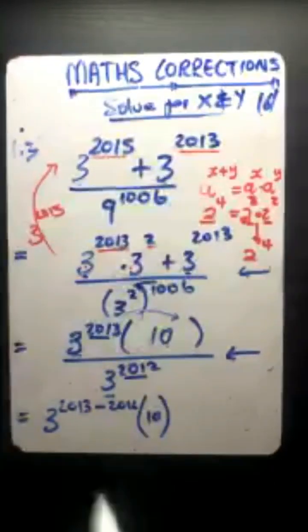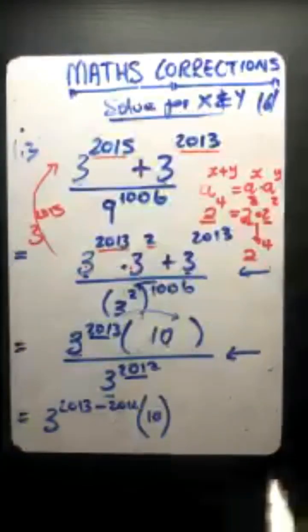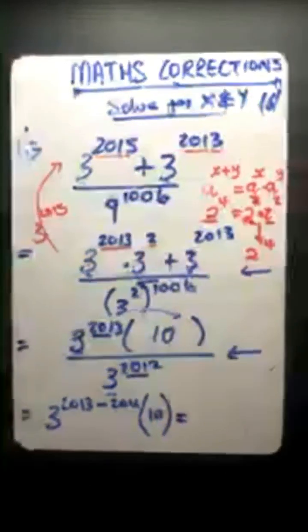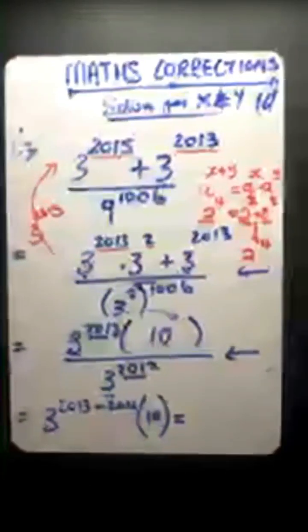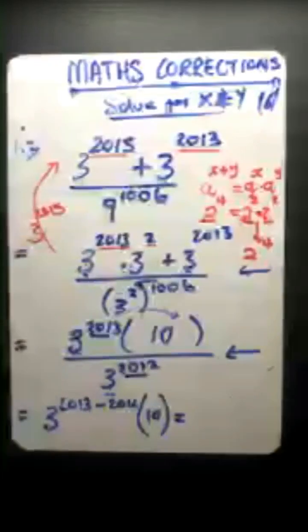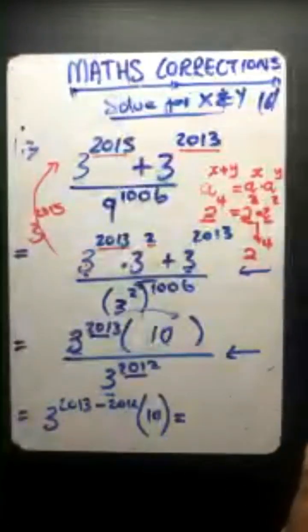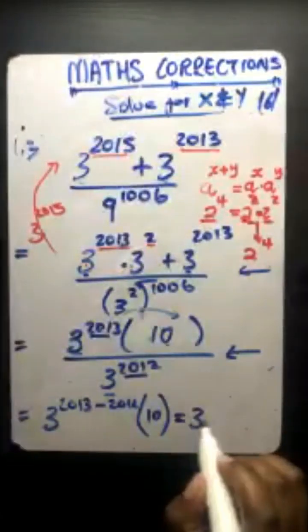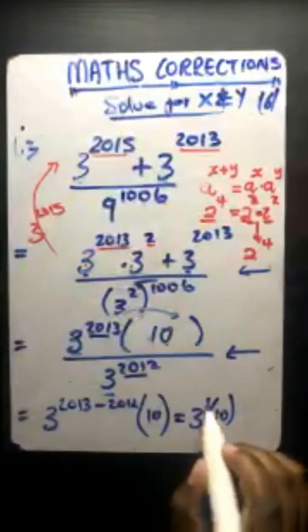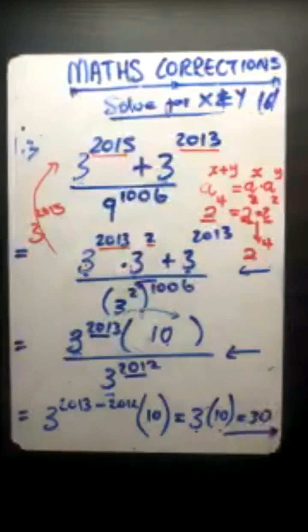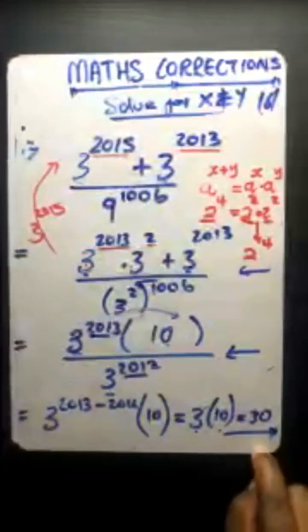Here comes a question. What is 2013 minus 2012? Guys, what is 2013 minus 2012? It's 1. That means you have 3 to the exponent 1 into 10. 3 to the exponent 1, it is just 3. 3 times 10, what is that? Is it not 30? So that means this is actually equals to 30.